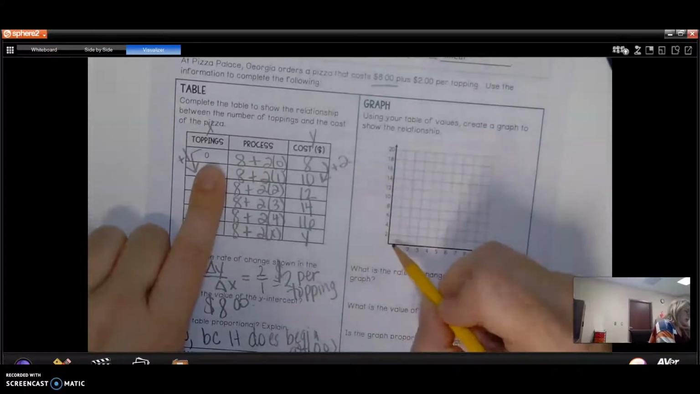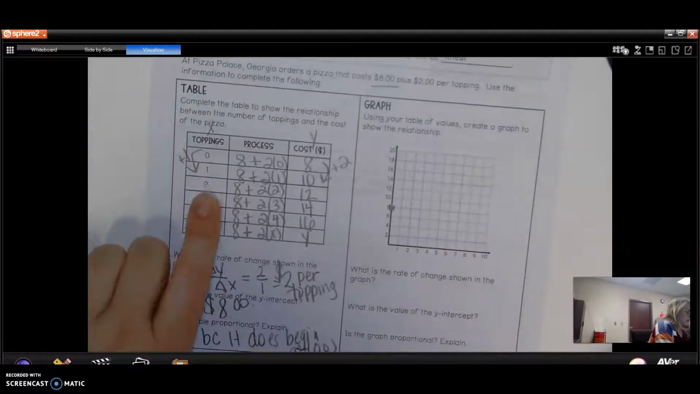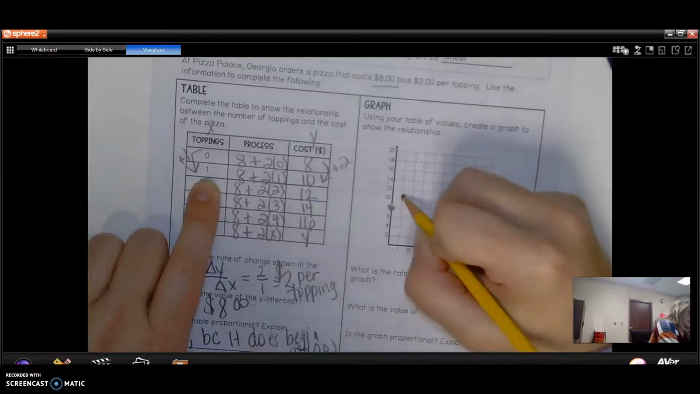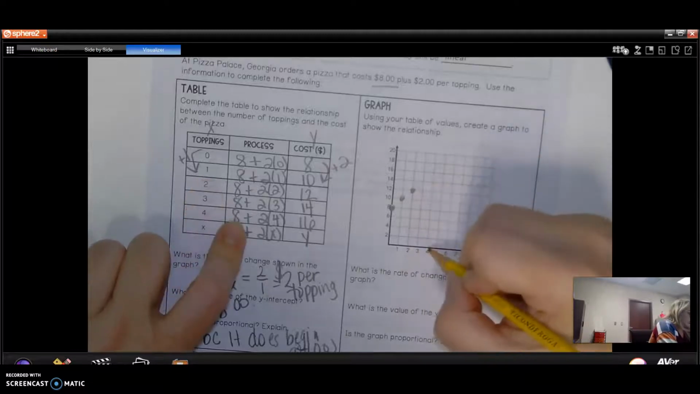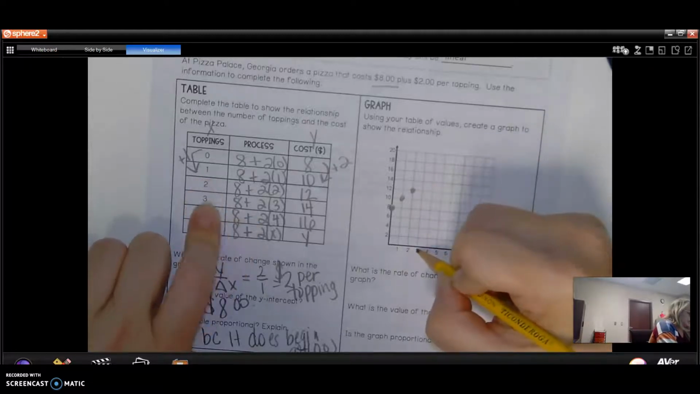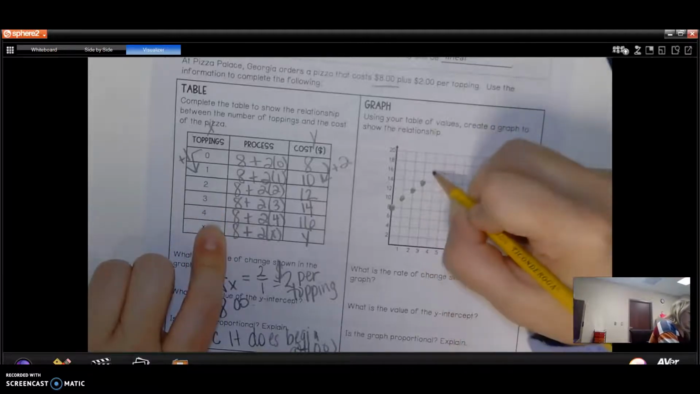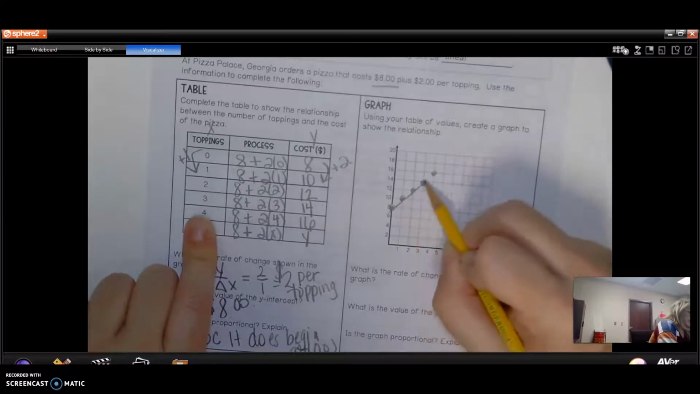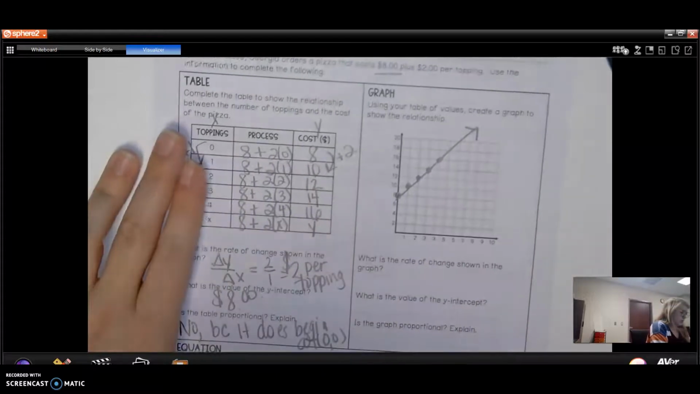Using the table of values, create a graph to show the relationship. So we have our x value of 0 and our y value of 8. So we're going to start right there. For 1, our x is 1, our y is 10, our x is 2, our y is 12, our x is 3, our y is 14, our x is 4, our y is 16. Okay, so even though this is linear, it is not proportional.